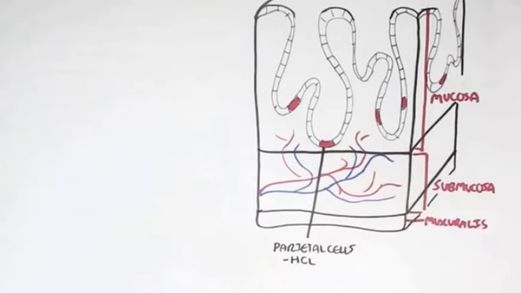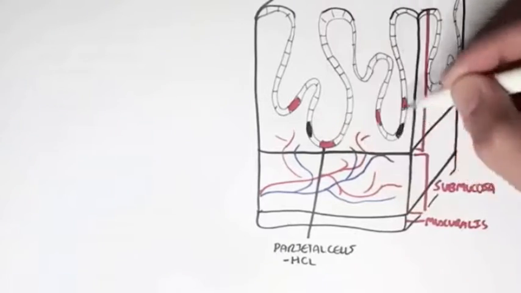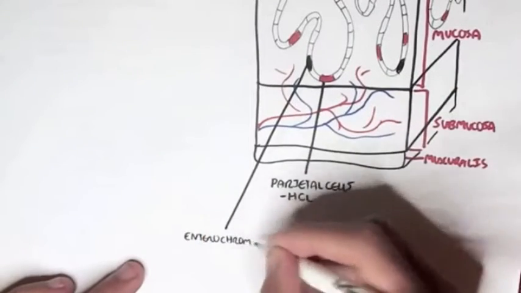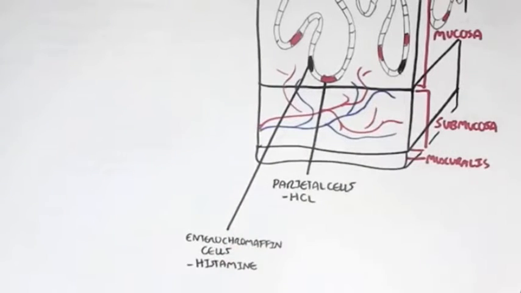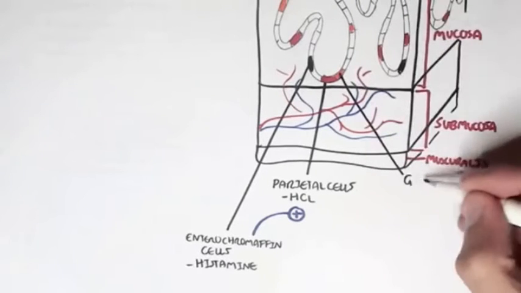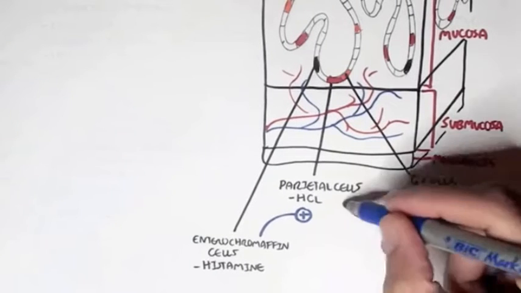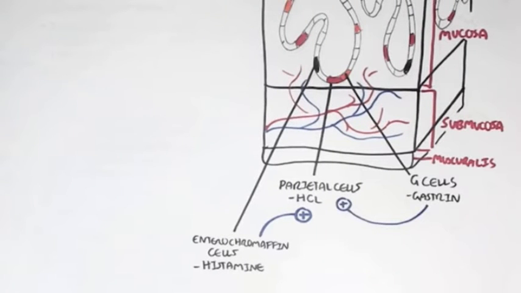When we eat, our nerves send signals that cause the parietal cells to secrete hydrochloric acid, which is necessary for food digestion. Here we also have enterochromaffin cells around this area, which secrete histamine. Histamine, in this case, promotes hydrochloric acid secretion by the parietal cells. There are also G cells. G cells are endocrine cells which secrete gastrin, which also promotes hydrochloric acid secretion by the parietal cells.